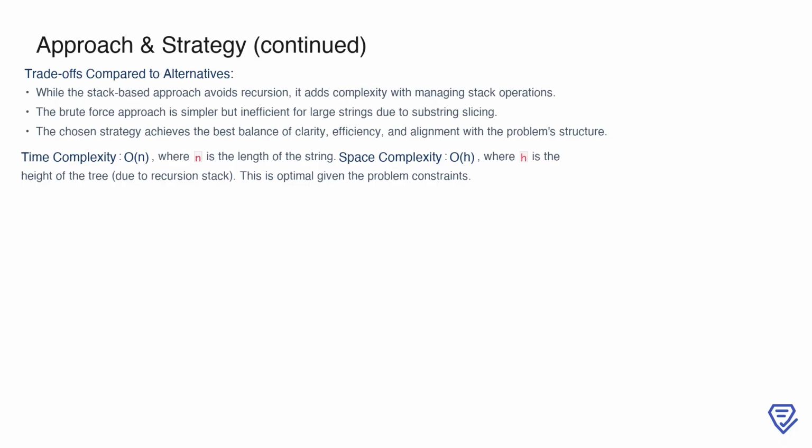In terms of complexity, the time complexity is O(n), where n is the length of the string, as we process each character exactly once. The space complexity is O(h), where h is the height of the tree, due to the recursion stack. This is optimal given the problem's constraints. Ultimately, the chosen approach stands out for its ability to handle the problem efficiently while remaining aligned with the natural structure of the input string.